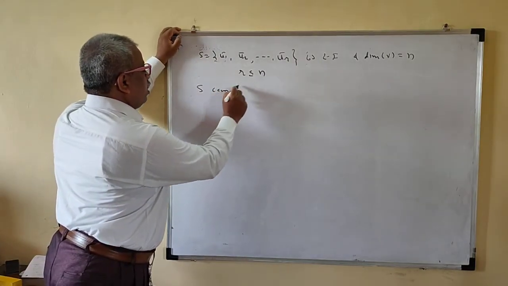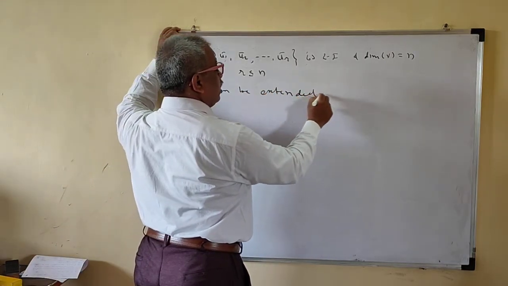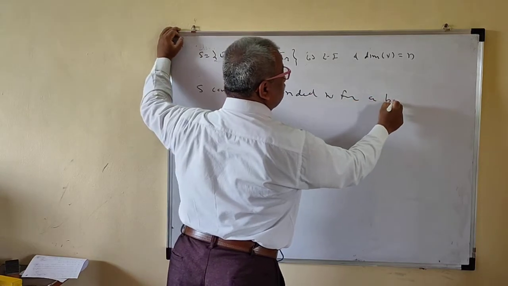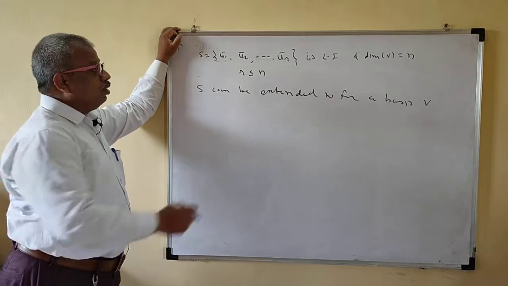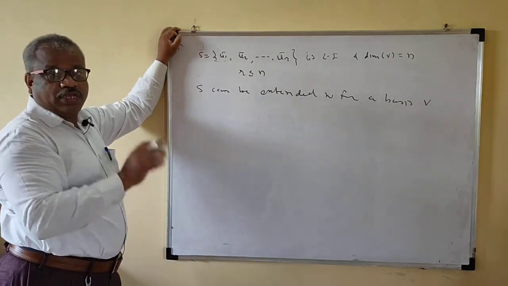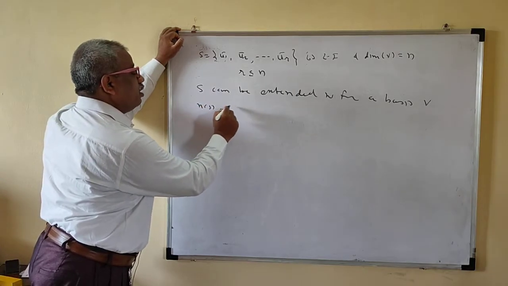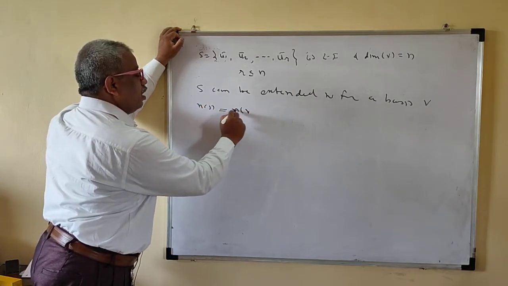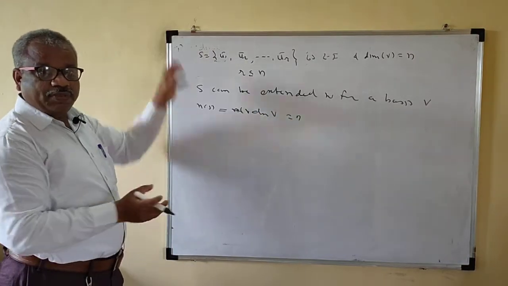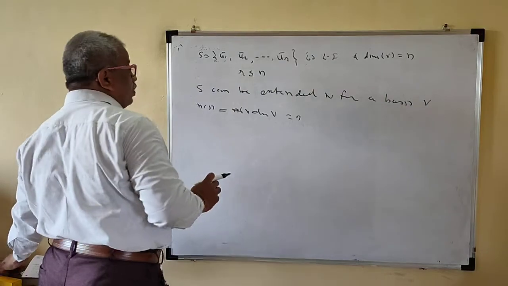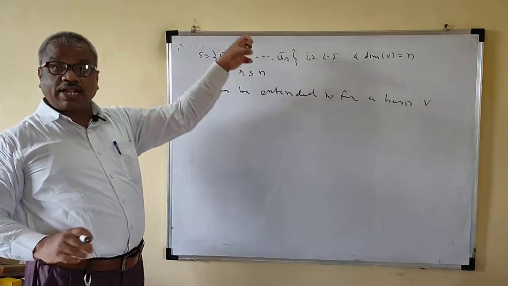S can be extended to form a basis. Because r is less than n, there are n minus r vectors missing. The number of elements in S should be the dimension of V, so it should be n. But this is not n, so we have to add elements. So you can add vectors to S so that it becomes a basis.